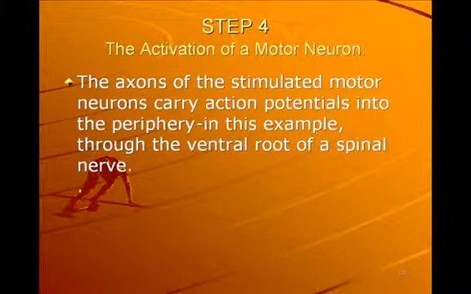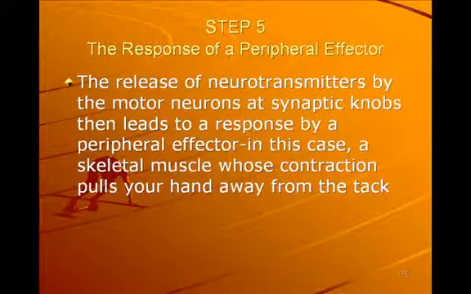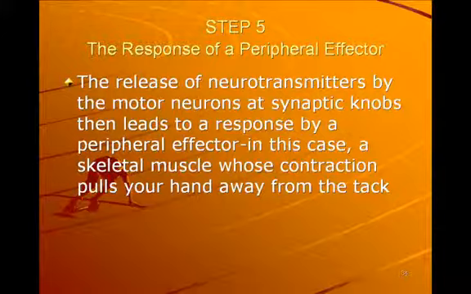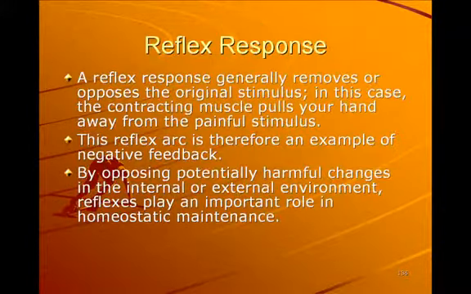When we look at the activation of the motor neurons, the axons of the stimulated motor neuron carry the action potential into the periphery, in this example through the ventral root of the spinal nerve. Remember, ventral root is now the motor aspect of this mechanism. The release of neurotransmitters by the motor neuron at the synaptic knob leads to a response by a peripheral effector, in this case a skeletal muscle whose contraction pulls your hand away from the tack.